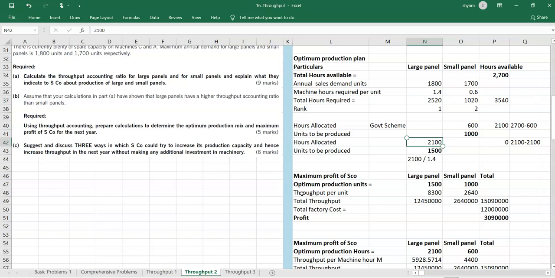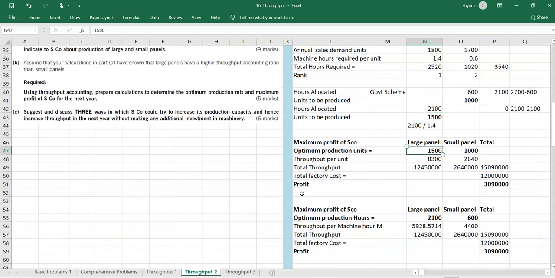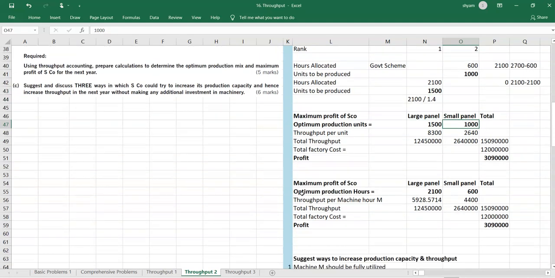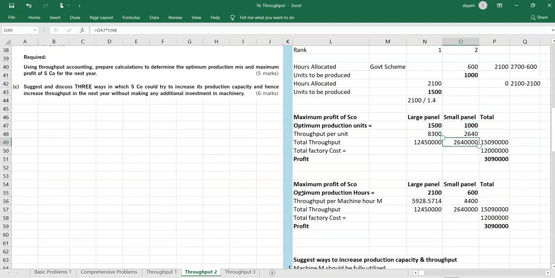And we can produce it at 2100 hours. If you are going to do that, that will ensure that we can produce 1500 units. So the ideal production plan is 1500 units of large panel and 1000 of small panel. So multiply this with the throughput per unit. These are units, so this also are units. Multiply it, you will get the total throughput. And from total throughput you have to deduct the total factory cost, you will get the profit.